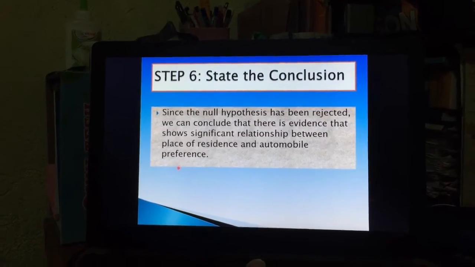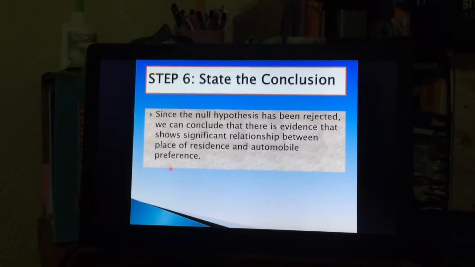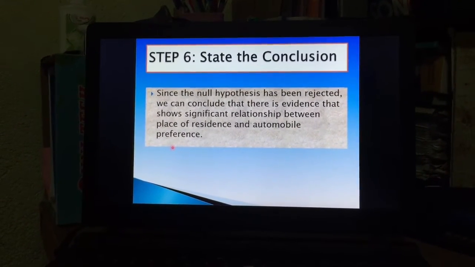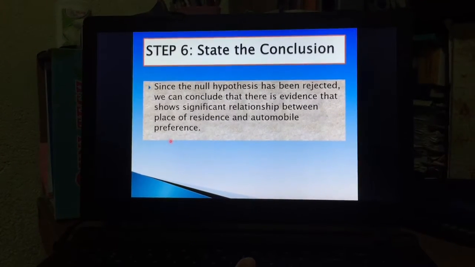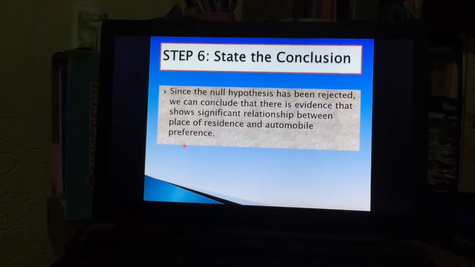Step number 6. State the conclusion. Since the null hypothesis has been rejected, we can conclude that there is evidence that shows a significant relationship between place of residence and automobile preference.